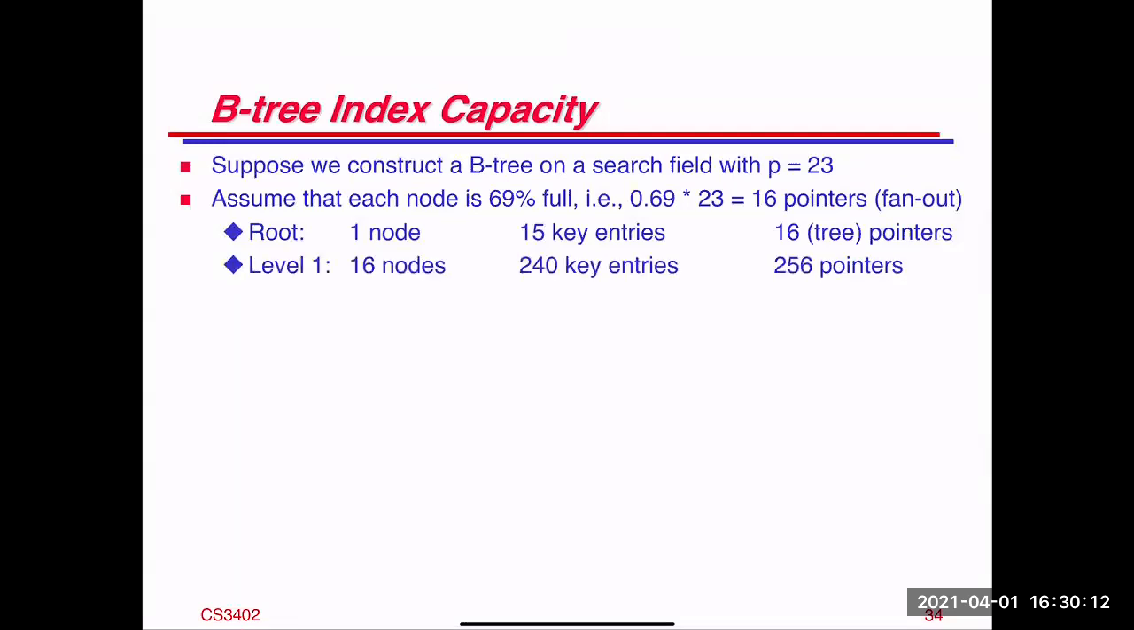Now on the second level, sorry, on level 1, I should say, usually this is called level 0 and this is called level 1. So how many nodes do I have? Well, I need to have 16 nodes because I have 16 tree pointers on the root level. And how many key entries do I have? Well, I have 240. Can someone tell me where I got this from, this 240?